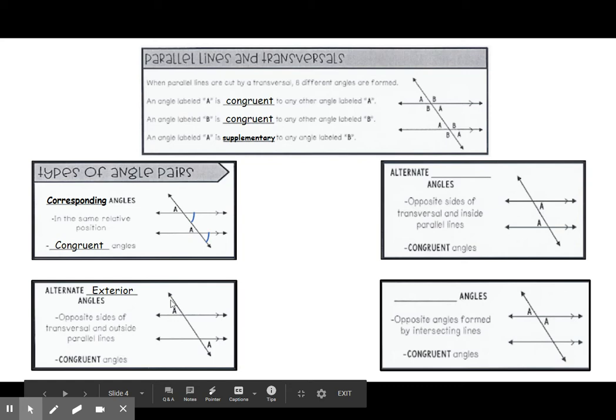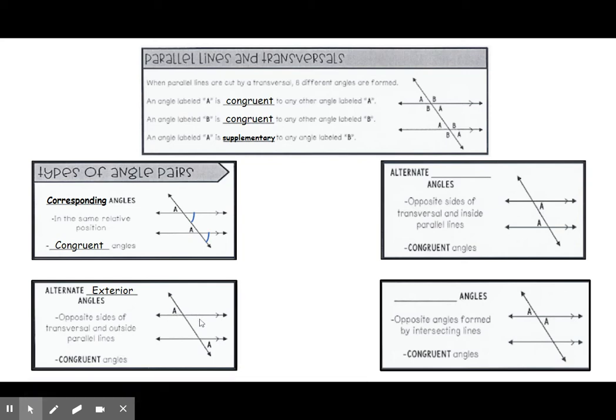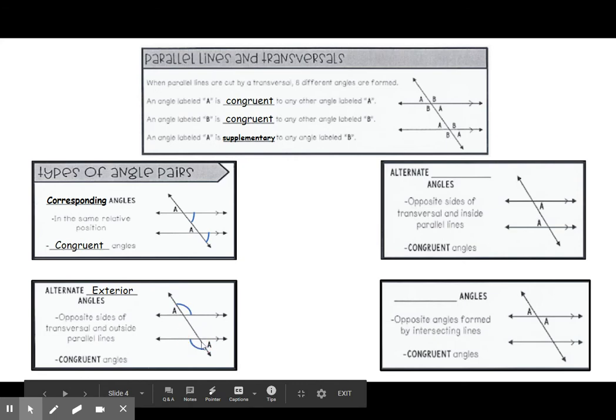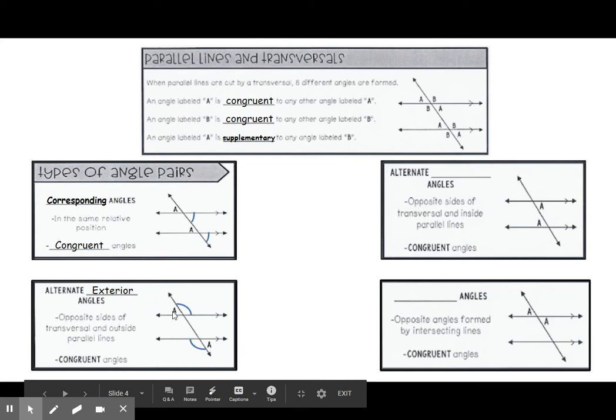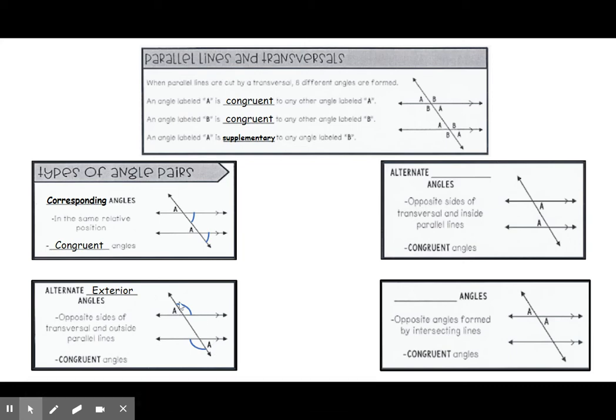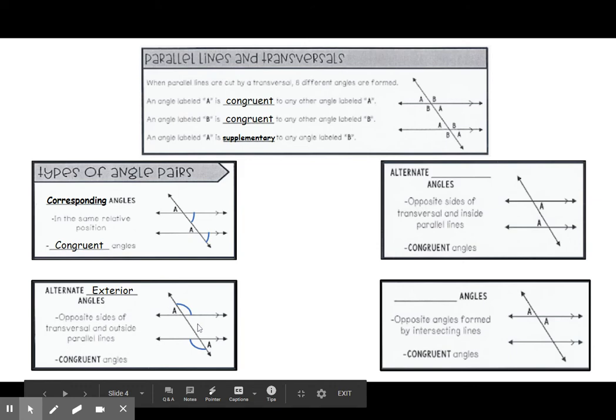So alternate means they're on opposite sides of the transversal. So if I look, here's my transversal. This A is on the left. This A is on the right. They're on opposite sides. That's what we mean when we say alternate. And we say exterior because they are on the outside of my parallel lines. Remember, exterior is outside, interior is inside. Both of these are on the outside, so they are exterior. They're on opposite sides of the transversal. So we call those alternate exterior angles. And any alternate exterior angles are also going to be congruent or equal.